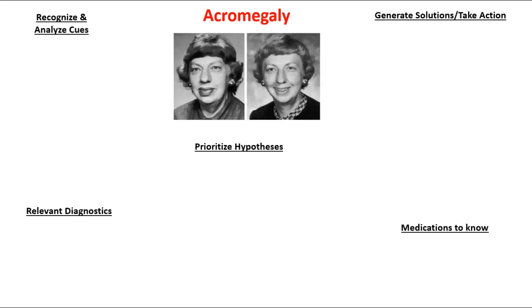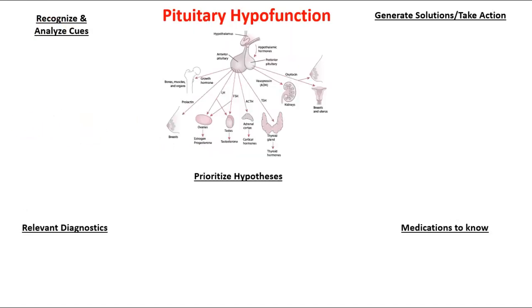So now let's take a look at the next one. What happens when we have pituitary hypofunction? So remember what the pituitary does. There's a little reminder up here of all the different organs, those target organs. Basically, pituitary hypofunction is a decrease in one or more of the pituitary hormones. Selective would be just one hormone, and pan-hypopituitarism would be all of them. So let's go over to recognizing the cues.